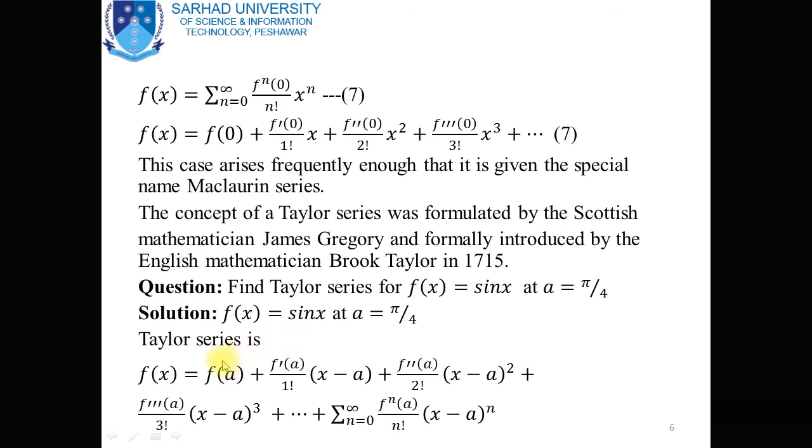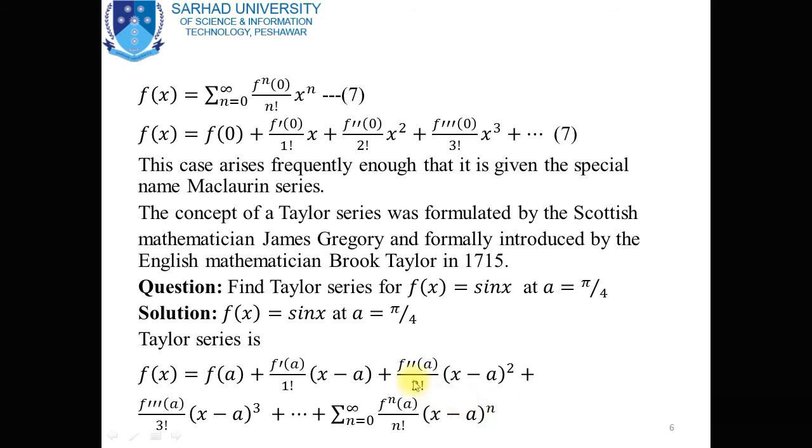We will obtain, as you see over here, the Taylor series of the function: f of a plus f prime of the function at x equal to a divided by 1 factorial into x minus a, plus f double prime at x equal to a divided by 2 factorial into x minus a whole square, plus f triple prime at x equal to a divided by 3 factorial into x minus a whole cube, and so on, plus sigma n equal to 0 up to infinity, the nth derivative of the function at x equal to a divided by n factorial into x minus a whole power n.